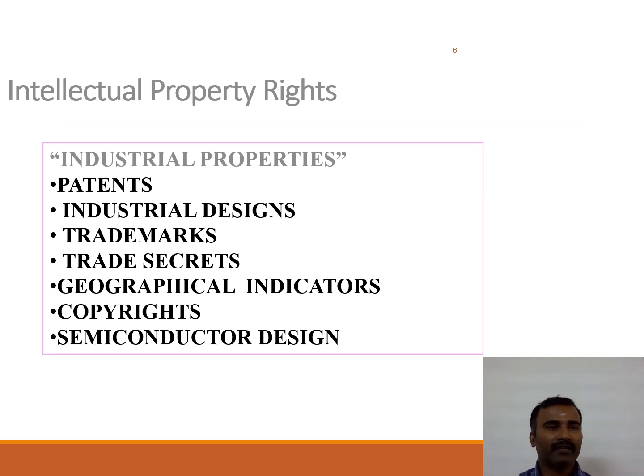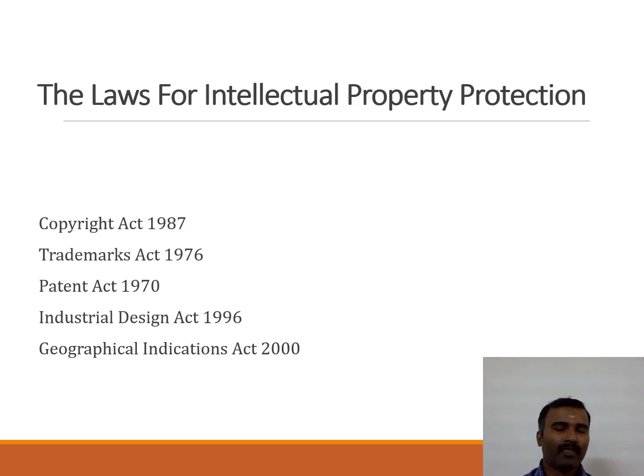Suppose you have invented a product, it may be any PCB layout or any automation kit based on semiconductors. Suppose you have developed it, that can come under the intellectual property rights under the Semiconductor Act. So these are all intellectual property. What are the laws, and when were they enacted for protection of intellectual property?